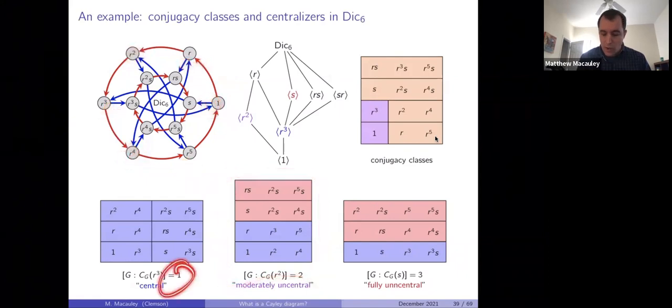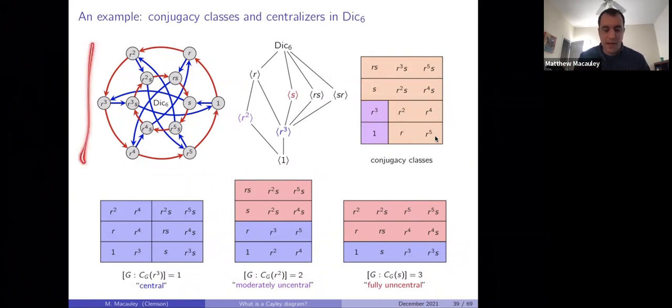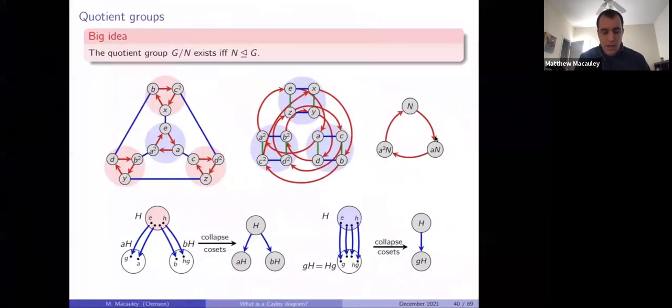So see these numbers 1, 2, and 3? Those are also the size of the conjugacy classes. This has a size 1 conjugacy class. This is in a size 2 conjugacy class. That's in a size 3 conjugacy class. Also the orbit stabilizer theorem, but this is something that I think really makes the connection clear in a new way, and the Cayley diagram is central to this.